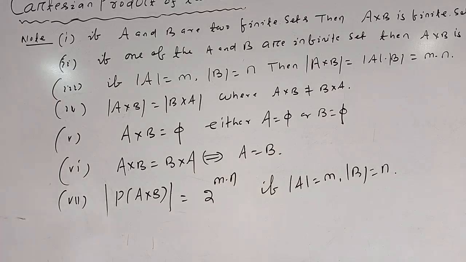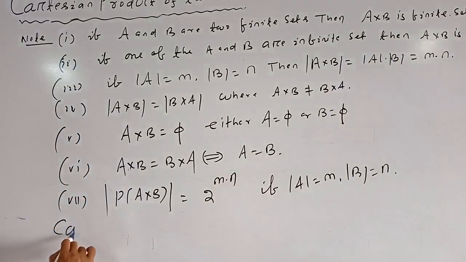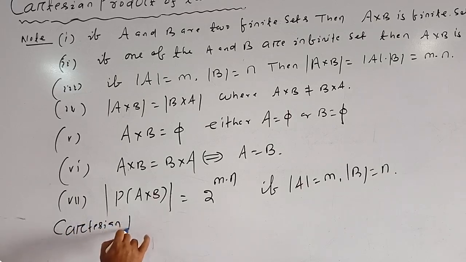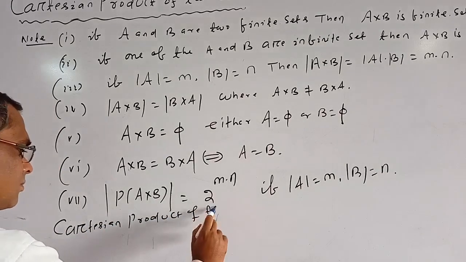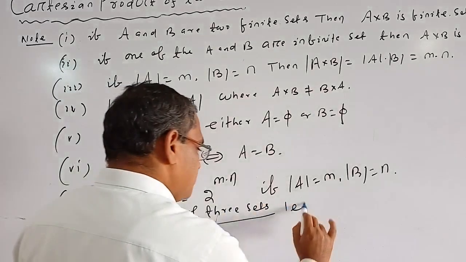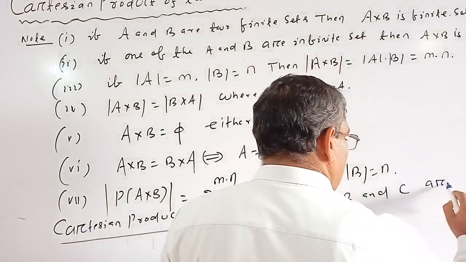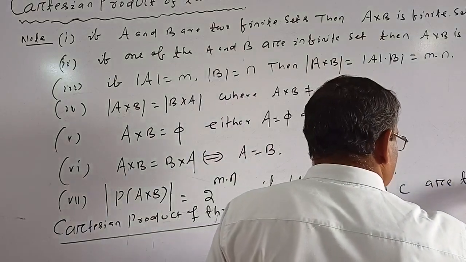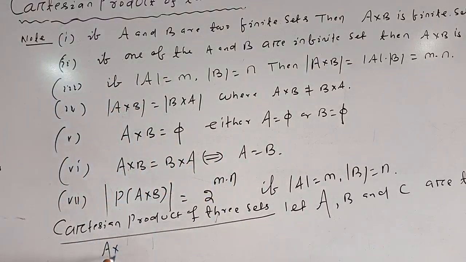Then these are the important notes of the Cartesian product. Then we go to the Cartesian product of three sets. So let A, B and C be three sets. Then the Cartesian product of A cross B cross C.